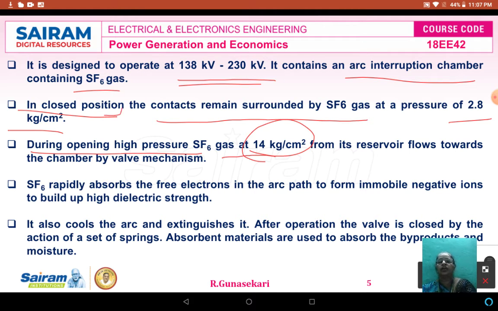You see, in the closed position, the pressure of the SF6 gas is 2.8 kg per centimeter squared only. But during the opening time, the pressure is 14 kg per centimeter squared only.